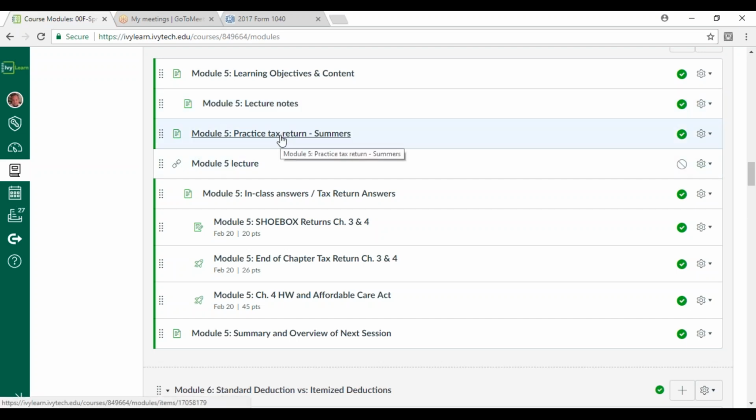I'm going to most likely have a separate video for this one for those that just want to see the tax return done. I highly recommend doing that before you get to the shoebox and the end of the chapter tax returns for 3 and 4. I think it'll be very helpful for you.